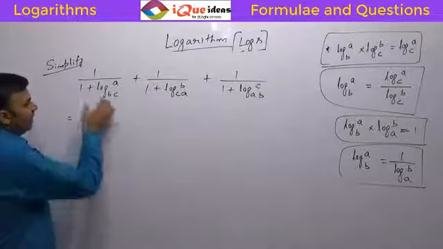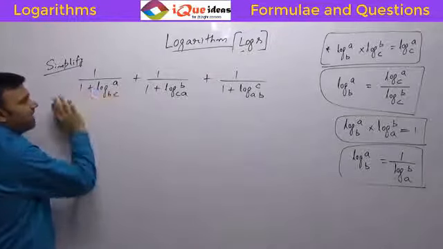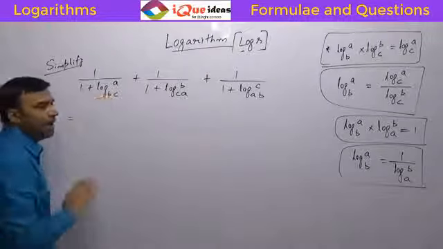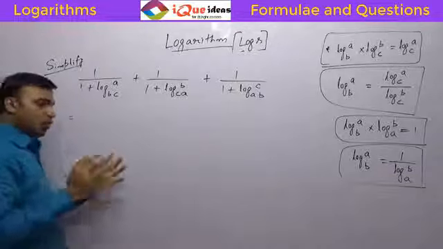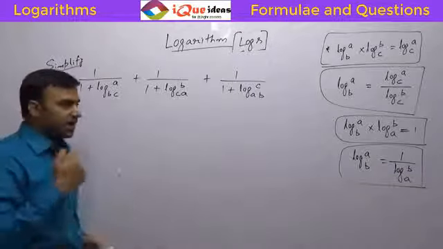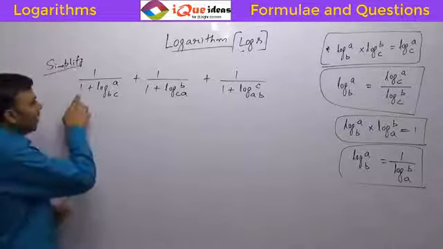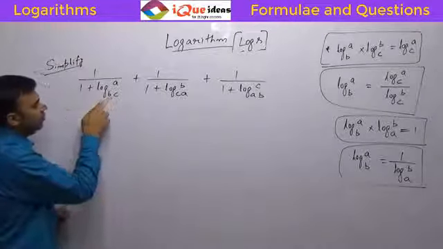Always remember, a log and a number can never be added or subtracted. This one is a number and this is a log expression, so they can never be added or subtracted. Two logs can be added, that we have seen, but there is a condition: the base should be the same. Now here it is 1, and here the base is BC. So what should we do?